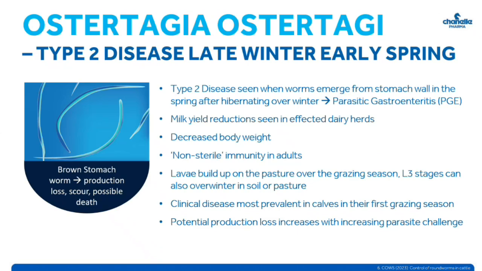L3 stages of Ostertagia can also overwinter in soil or on pasture and provide infection pressures in the following year if cattle are grazed on the same pasture. Bulk milk tank ELISA tests are often useful for identifying the problem in milking herds.